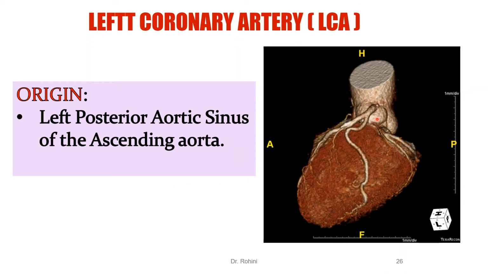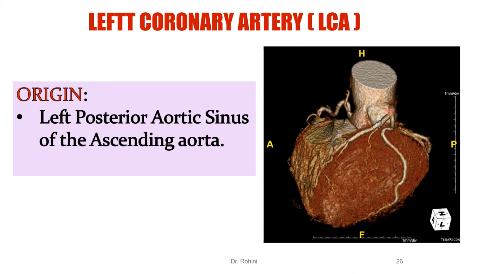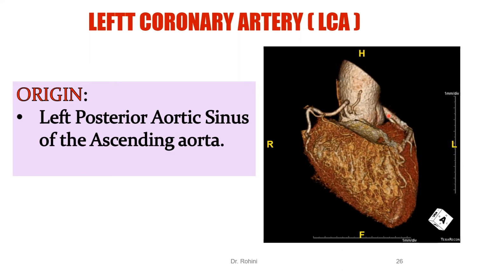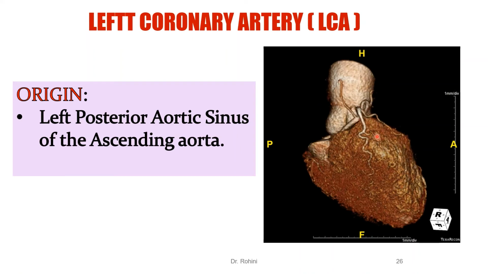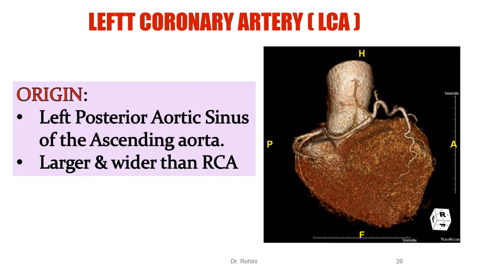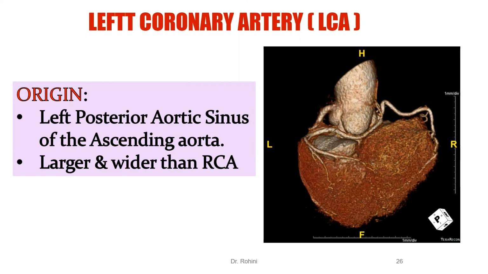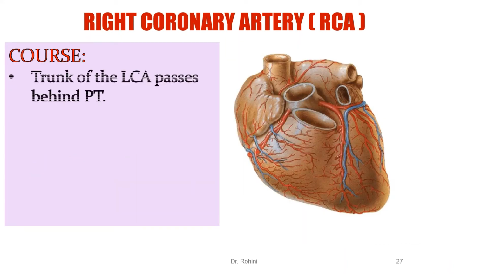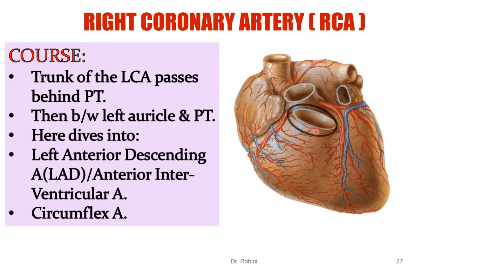Okay, sinuses, you can see this is your left coronary artery. As such, this left coronary artery is very short. The trunk is very short and soon it divides into its branches. And it has larger and wider caliber than the right coronary artery. Course: this is a very short trunk. As soon as it arises, it passes behind the pulmonary trunk. This is your pulmonary trunk here. It passes behind the pulmonary trunk. Then soon after, it divides into two divisions.